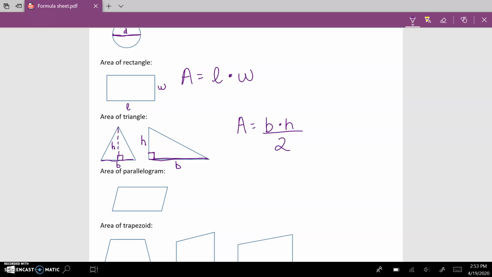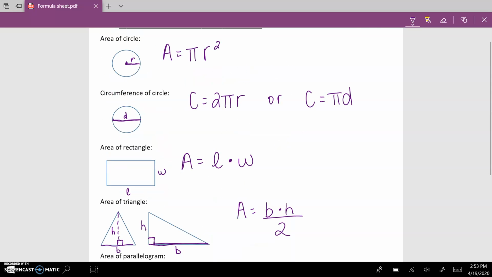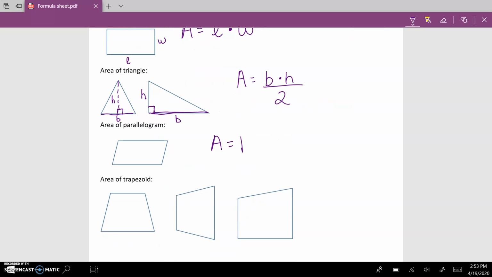Area of a parallelogram is just the base times the height. Okay, this would be your base down here. Height would be how tall it is. So again, if you were to draw it in, it would make a right angle. That would be the height.